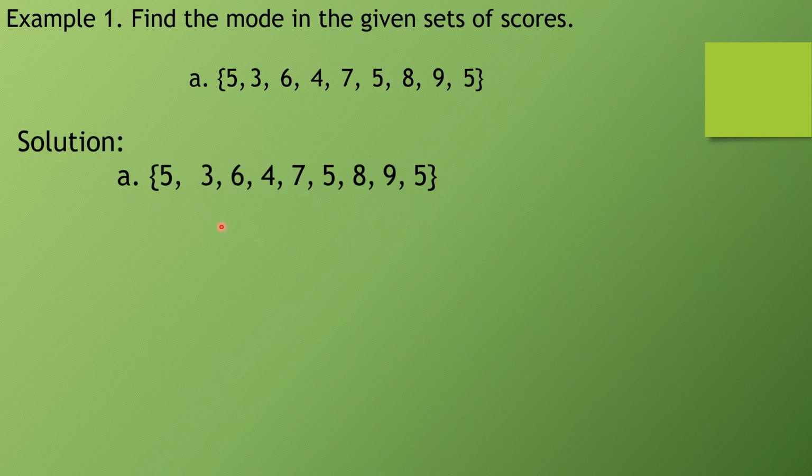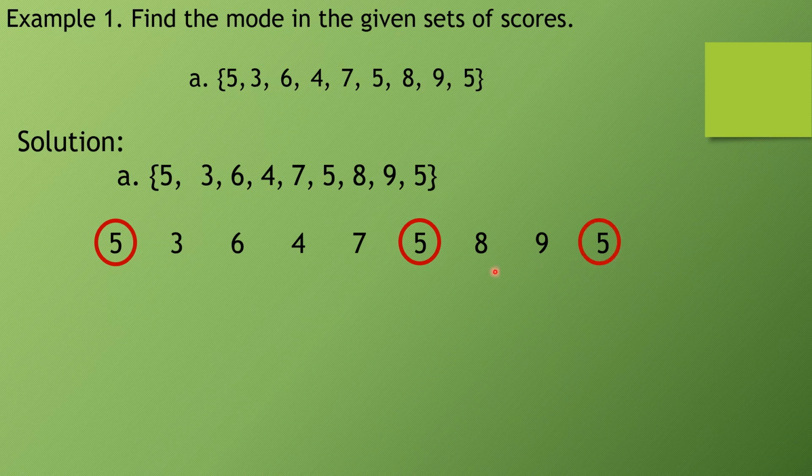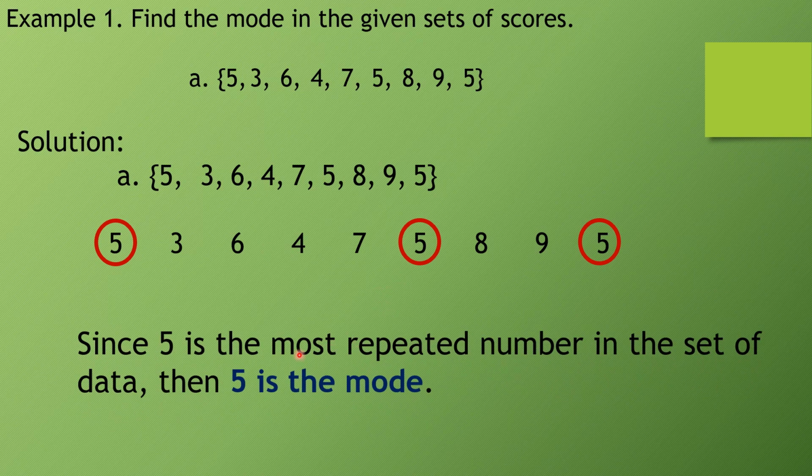So, for our solution, we arrange the numbers or copy the numbers. Pwede ra, dili na siya i-arrange into increasing or decreasing. So, ato lang i-inspect if each number naay nagbalik-balik. So, sa atong makita, we have here 5. Also, naa pay 5 dire. And also, naa pay 5 dire. Since si 5 nagbalik-balik siya, unlike sa ubang numbers, now we can say that the most repeated number in the set of data is 5, then 5 is the mode.